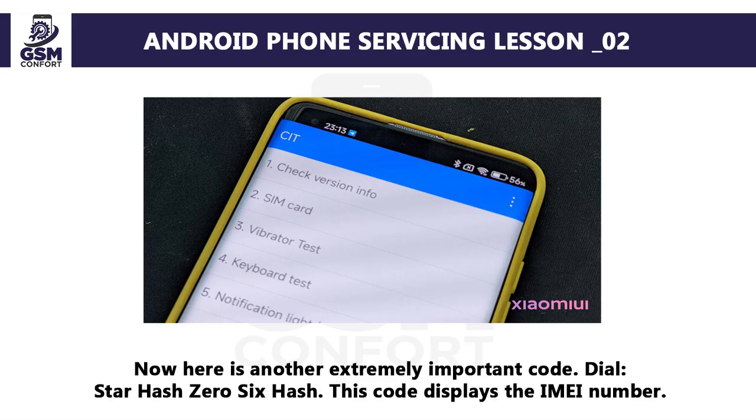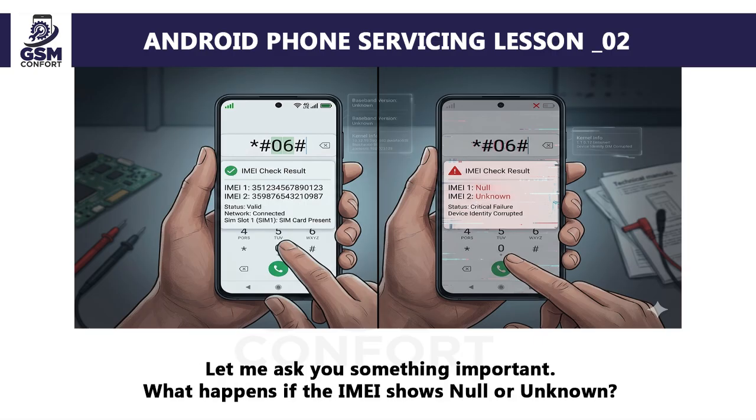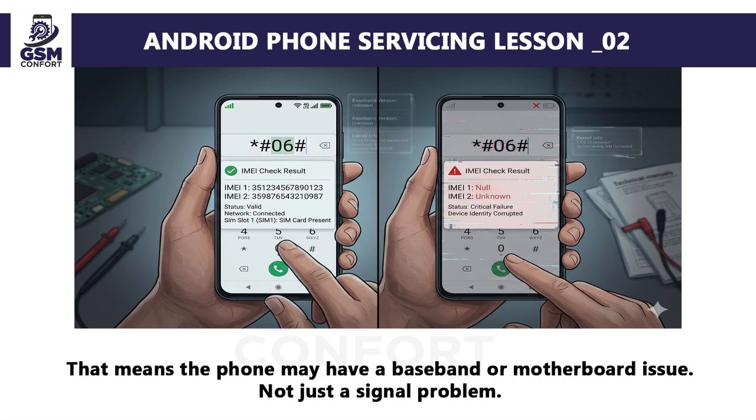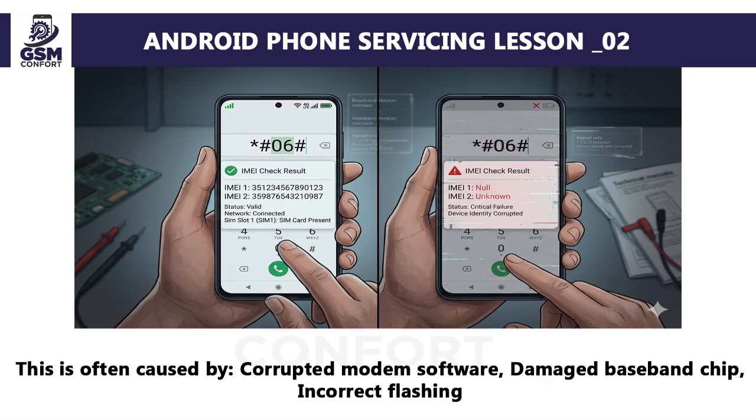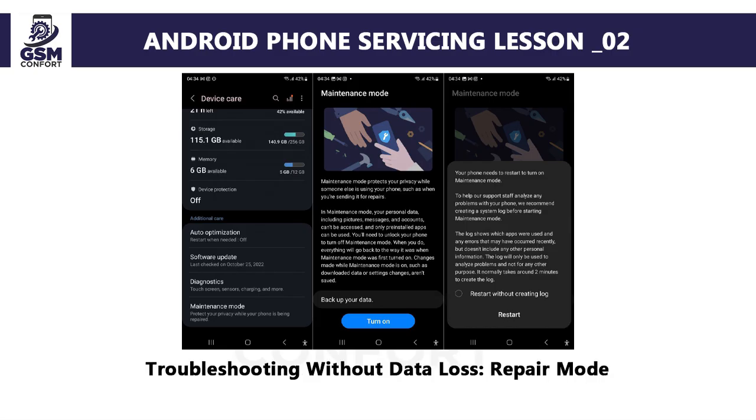Now here is another extremely important code. Dial *#06#. This code displays the IMEI number. Let me ask you something important. What happens if the IMEI shows null or unknown? That means the phone may have a baseband issue or motherboard issue, not just a signal problem. This is often caused by corrupted modem software, damaged baseband chip, incorrect flashing. This is why diagnostics are critical before starting repairs.